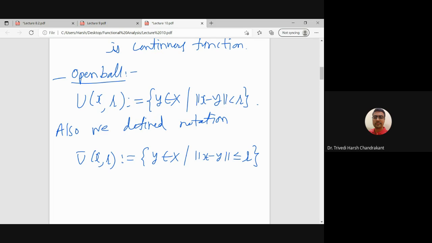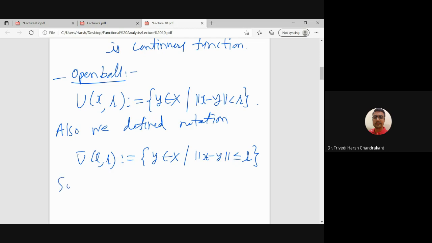So if you want to show that this is a closed set, in that case, we need to show that every point whose norm is equal to r is a limit of this set, right? So let us try to prove that.